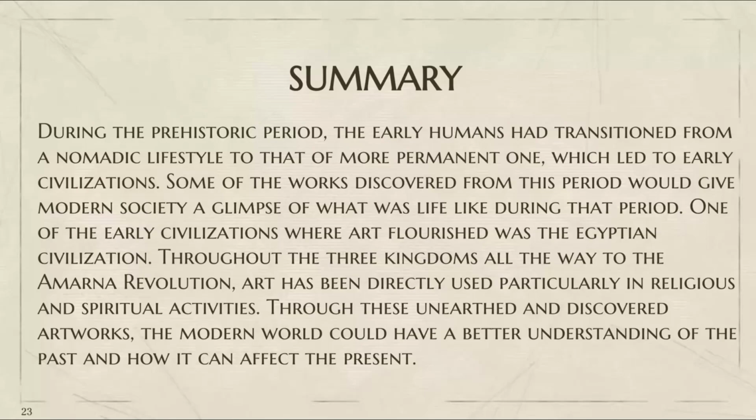Summary. During the prehistoric period, early humans had transitioned from a nomadic lifestyle to a more permanent one, which led to early civilization. Some of the works discovered from this period give modern society a glimpse of what life was like during that period. One of the early civilizations where art flourished was the Egyptian civilization.